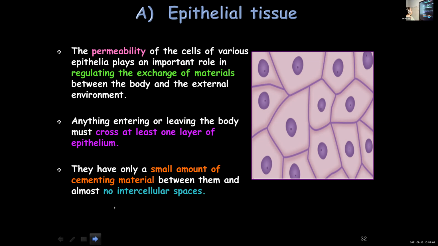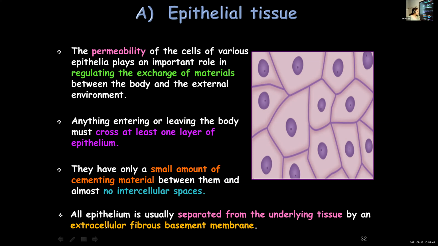They have only a small amount of cementing material between them. Cementing material means material that keeps the cells together. There is a small amount of cementing material between them and almost no intercellular spaces. So epithelial cells are so tightly packed. Already I told you about it. The cells are very closely packed without any intercellular spaces, because one of the main functions of the epithelial tissue is to provide protection. So there should not be any gaps.